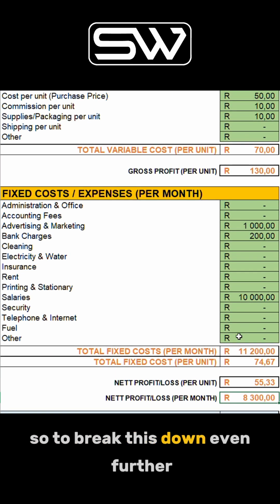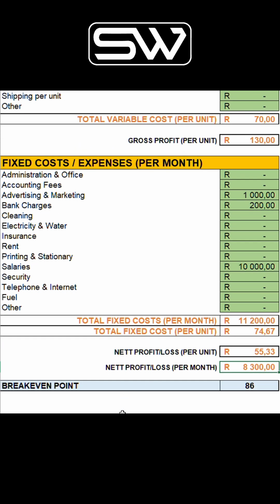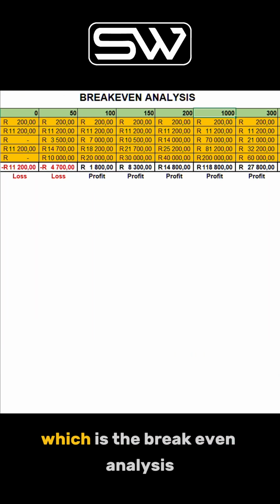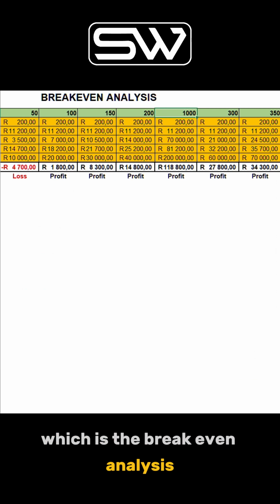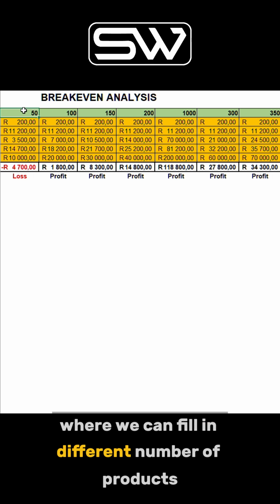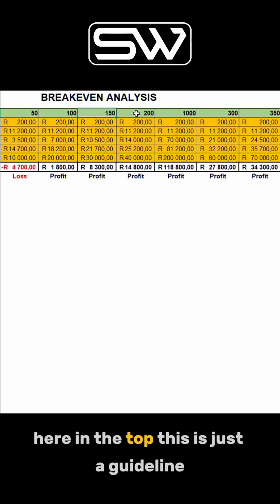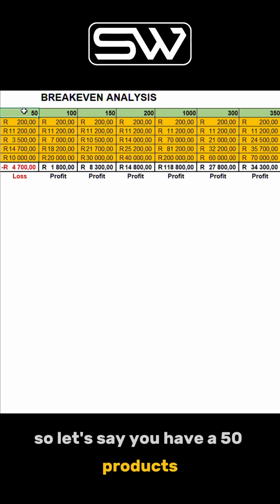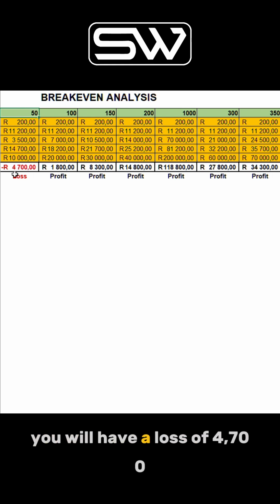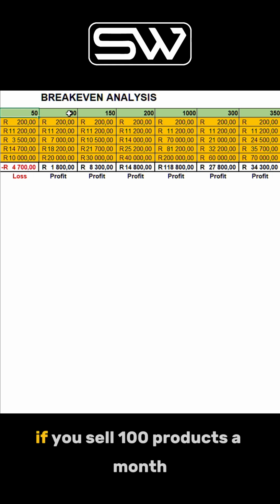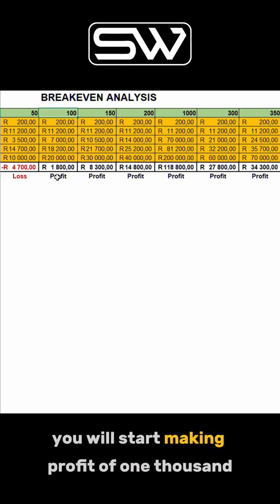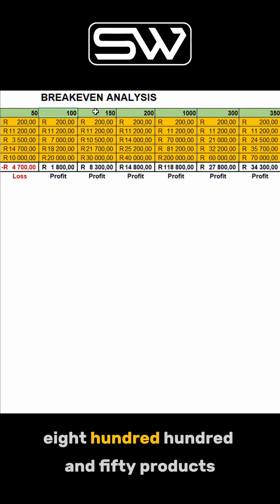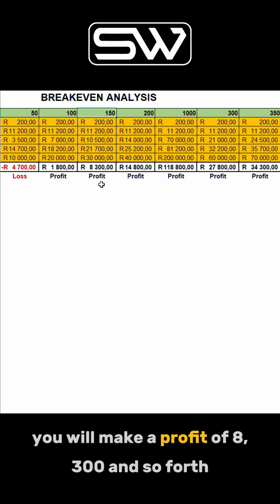So to break this down even further, you can go to the second sheet, which is the break-even analysis, where we can fill in different numbers of products here at the top. This is just a guideline to have a different scenario for each. So let's say you sell 50 products a month, you will have a loss of 4,700. If you sell 100 products a month, you will start making a profit of 1,800. 150 products, you will make a profit of 8,300 and so forth.